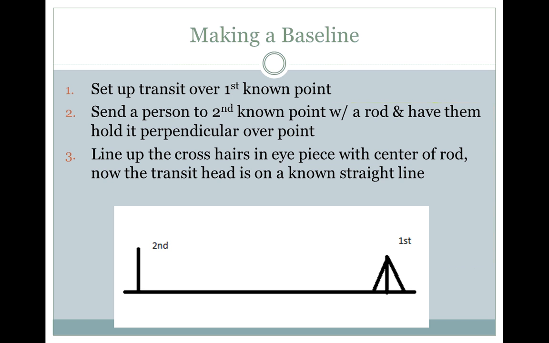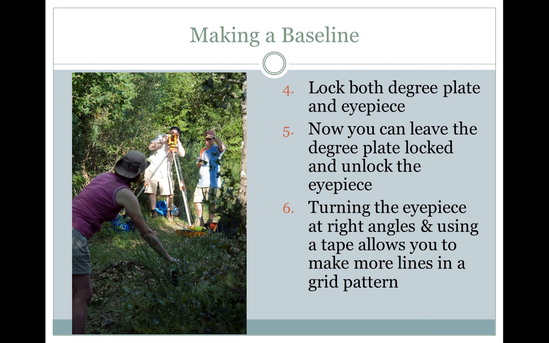Now, when you are creating a baseline, what you will start by doing is setting up the transit and leveling it over a known point. And you can see that here with this lovely stick figure drawing of a transit. Next, you're going to send a second person to a second known point with a rod to have them hold it perpendicular over that point. Then you line up the crosshairs in the eyepiece with the center of the rod, and now the transit head is on a known straight line. Hopefully this is one of the lines of our master grid on the site.